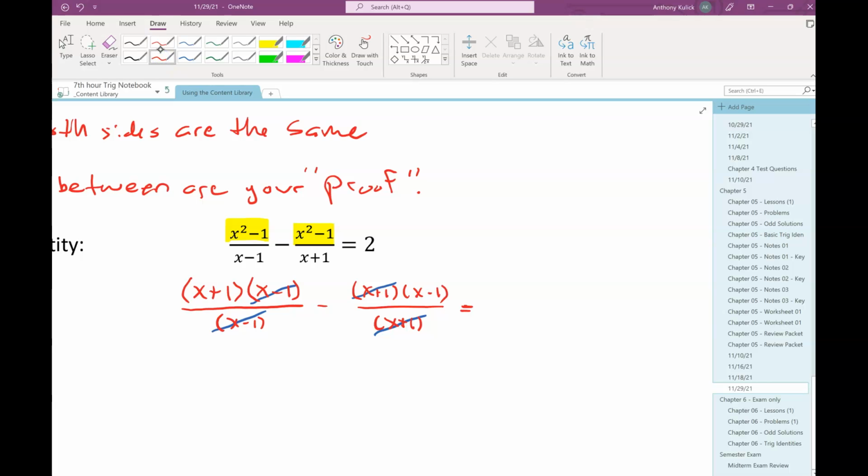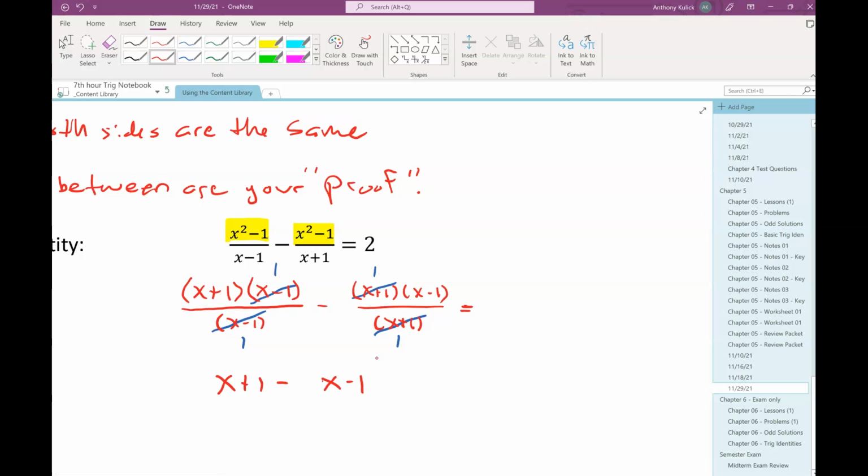Everybody's okay with that? Remember, when we cross these out, what do they become? Ones, right? So really, we have 1 times x plus 1 over 1. But really, that's just x plus 1. We're okay there? And then we have 1 times x minus 1 over 1. So really, we have x minus 1 there, right?